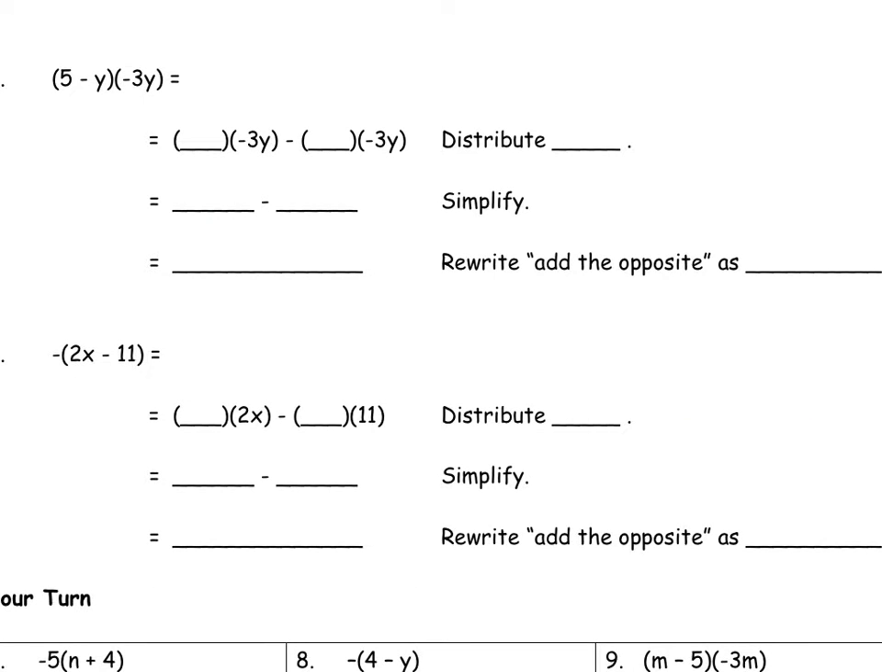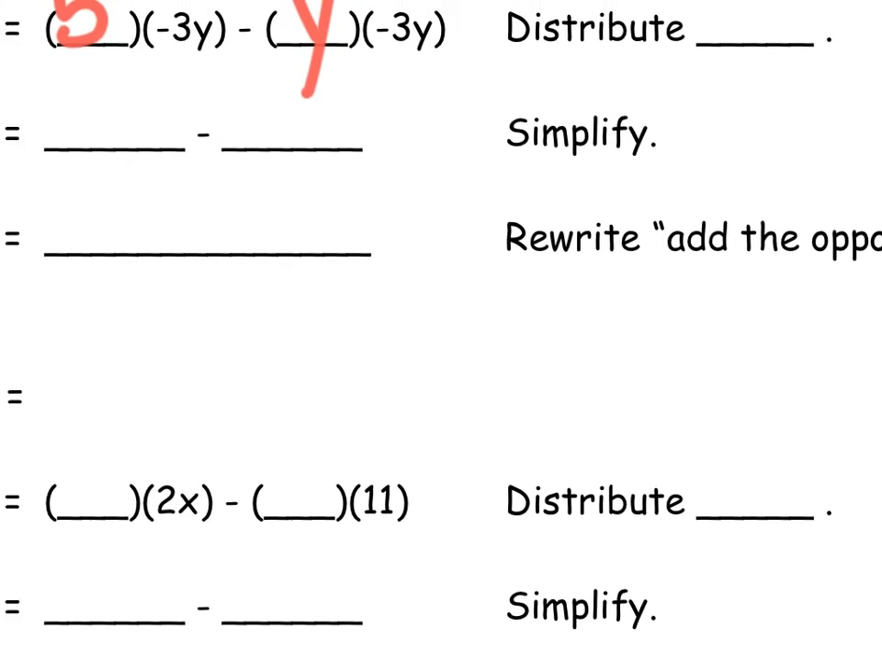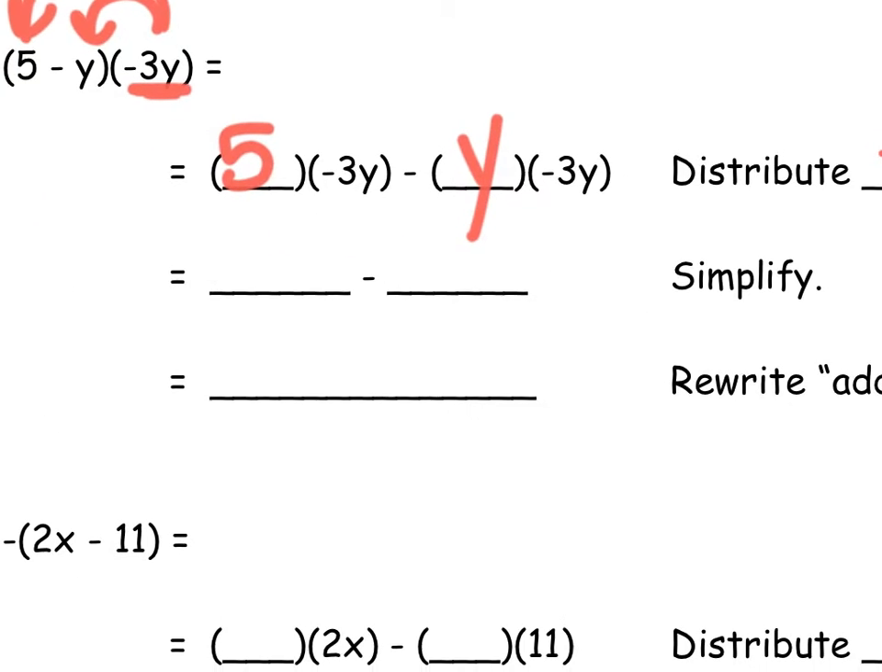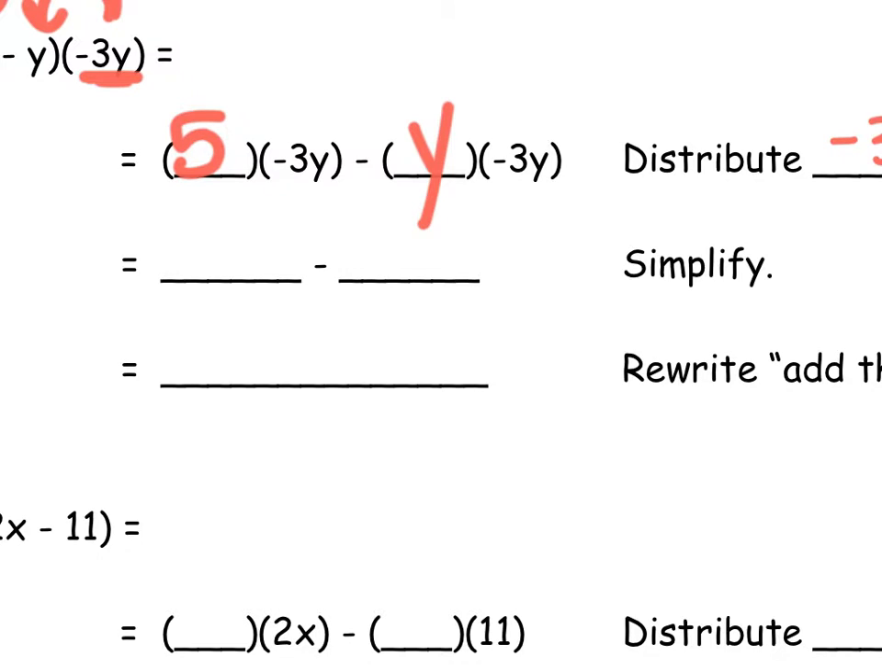In the second example, we're going to distribute the negative 3y to the 5 and the negative 3y to the y. So up front, we're going to put a 5. Notice that the subtraction sign came down, and we're going to multiply the negative y there. First, we needed to distribute the negative 3y. Now we must simplify. So 5 times negative 3 is a negative 15y. Subtraction sign comes down. Y times negative 3y gives me negative 3y squared.